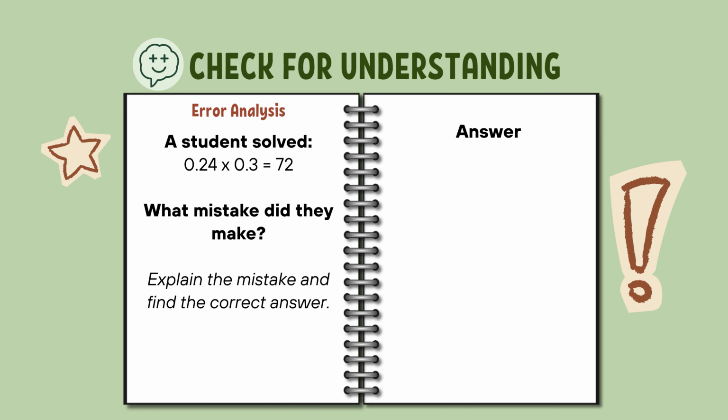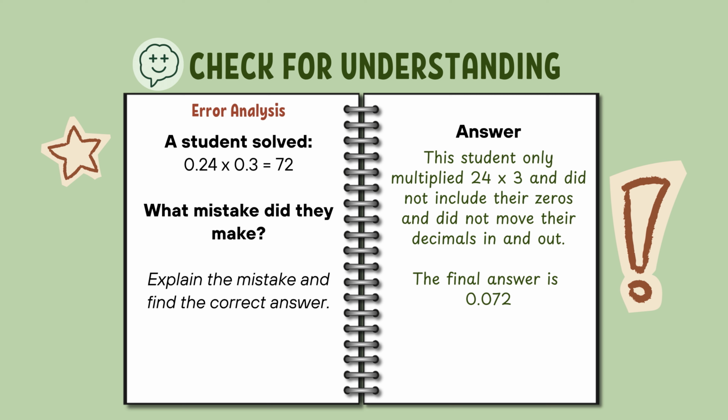Final check for understanding. A student solved 0.24 times 0.3 and got the answer of 72. What mistake did they make? Pause the video, explain the mistake, and find the correct answer, then press play to see my answer. This student only multiplied 24 times 3 and did not include their zeros and did not move their decimals in and out. The final answer is 0.072.